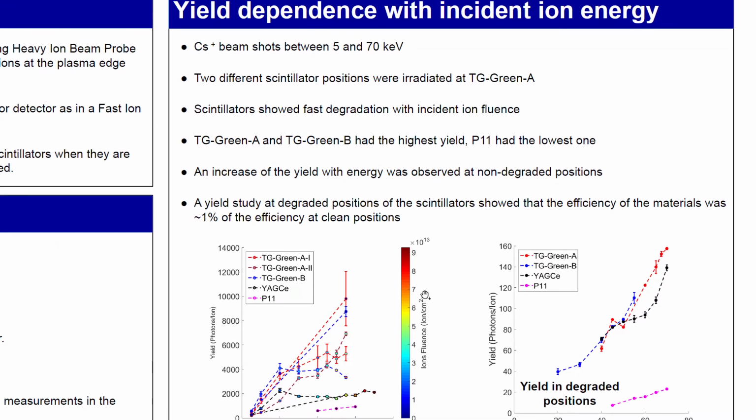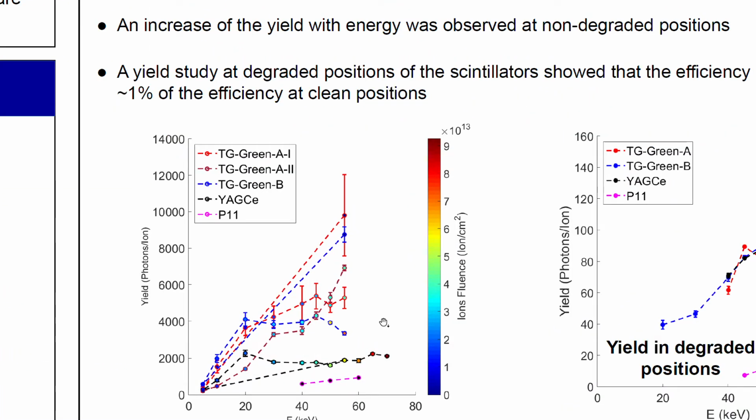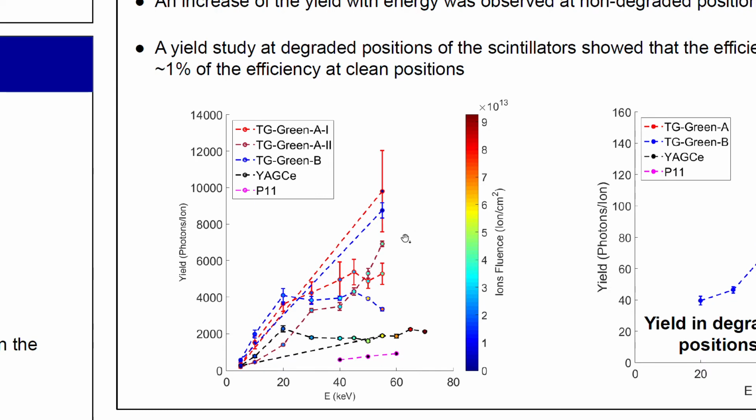The first characteristic that we have measured is the yield dependence on incident ion energy. What is yield? Yield is the number of photons that a scintillator emits when it is irradiated by an ion. As we can see, TG Green A, in red and also in brown because we measured at two different positions of the scintillator, and TG Green B in yellow have the highest efficiency of the scintillators, and P11 here in pink has the lowest one.